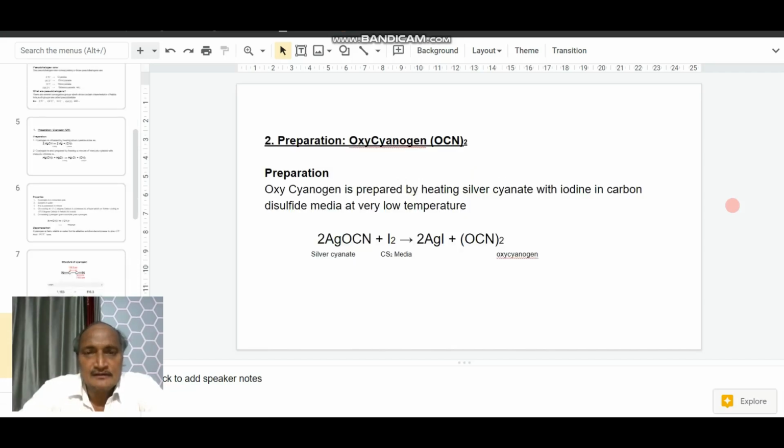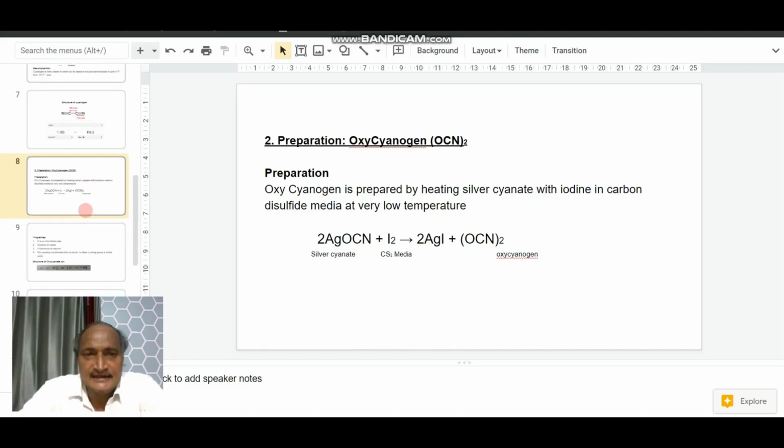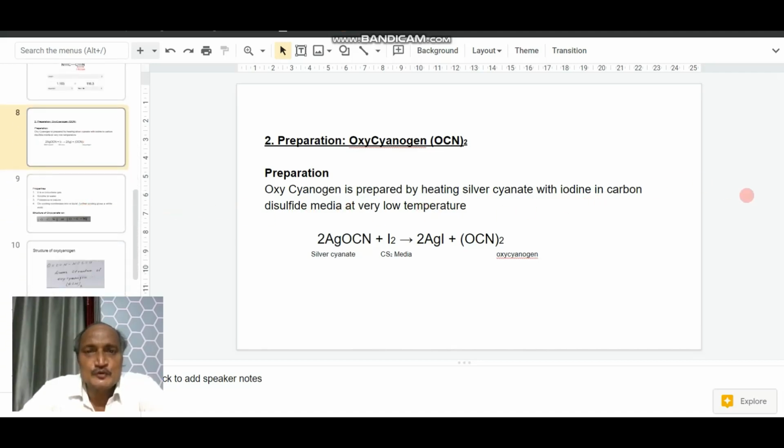Coming to the second type of pseudohalogen, that is Oxycyanogen, (OCN)2. Coming to the preparation of Oxycyanogen.